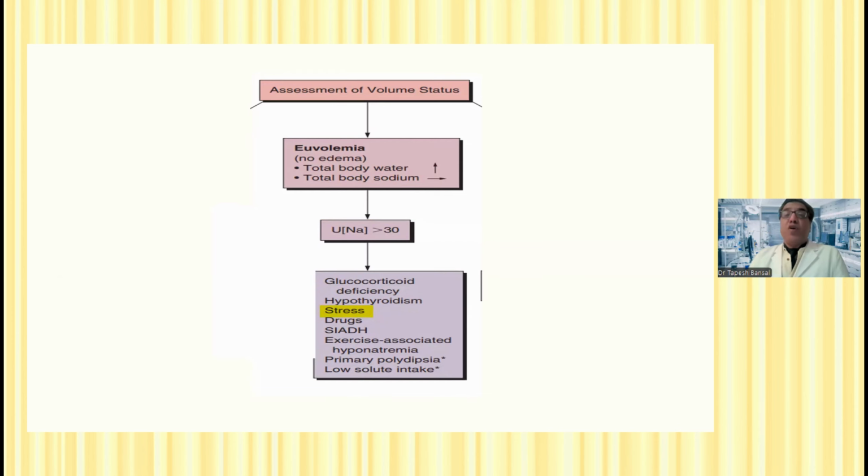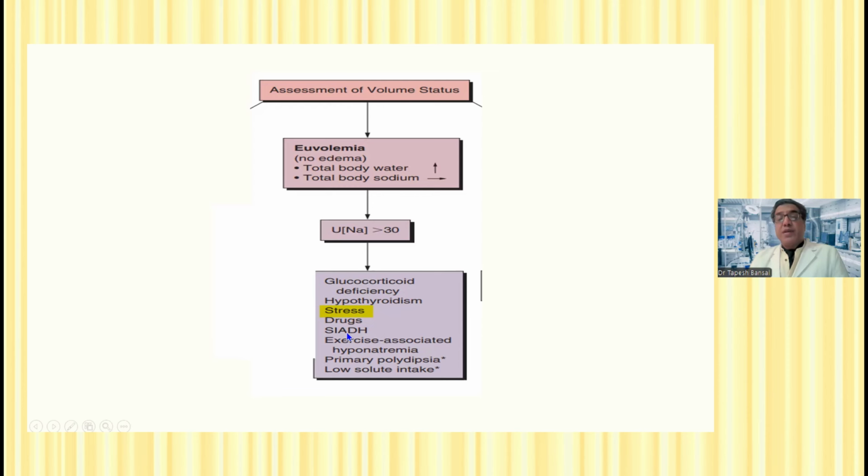Now, assessment of volume status is very important. So, like I told you, it's called euvolemic. The total body water is increased, total sodium is normal, and urine sodium is greater than 30. And SIADH is a very important cause here.